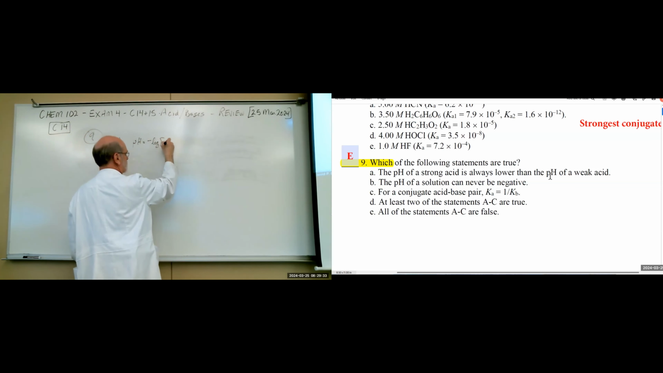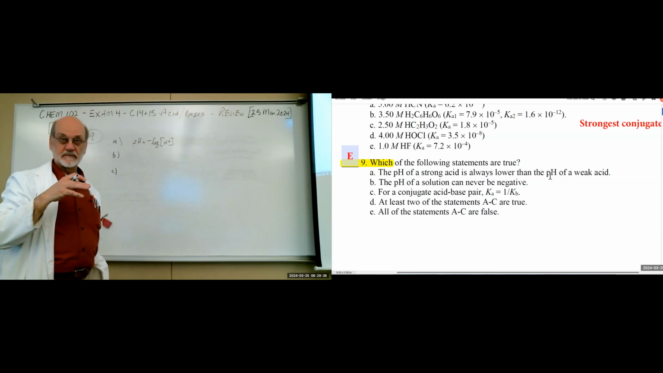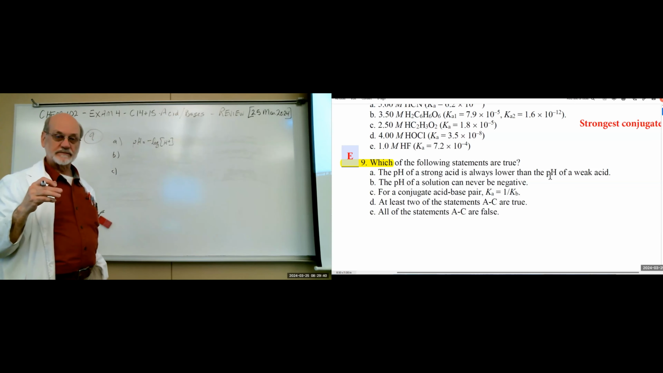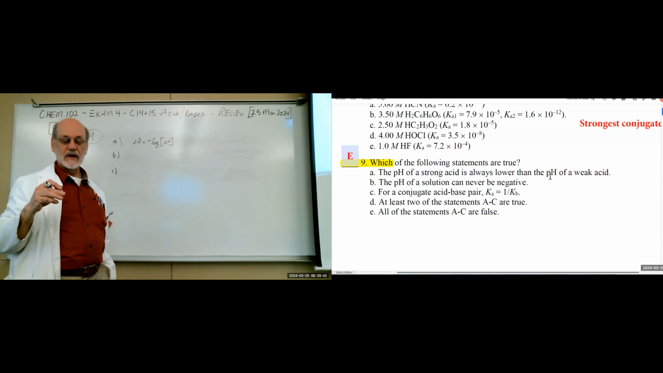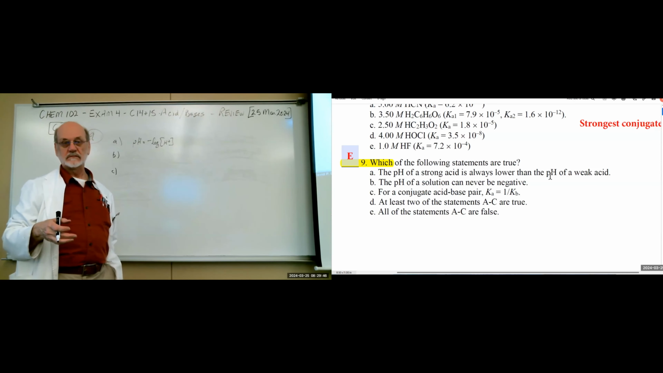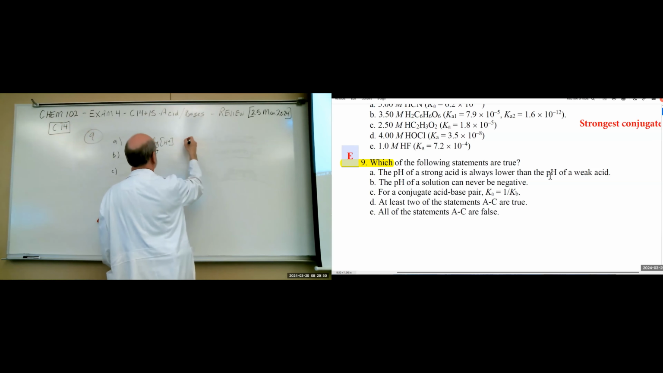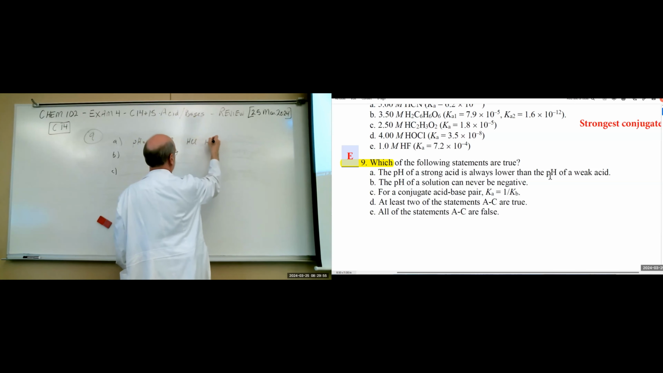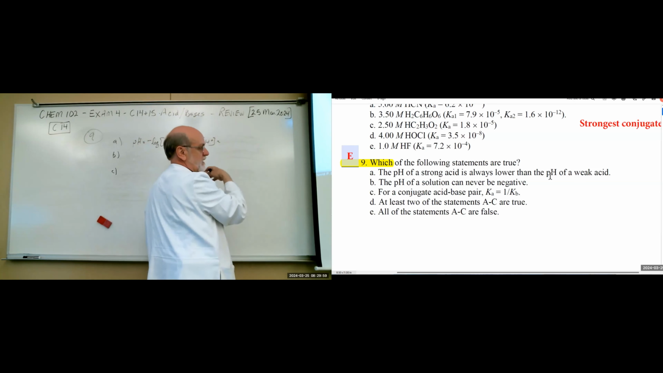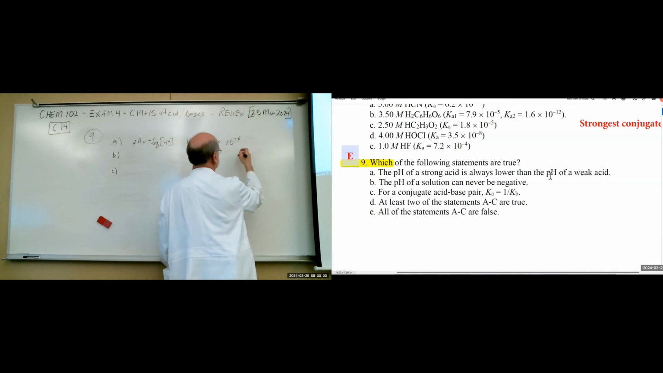Negative log of hydrogen ion concentration. That determines the pH. So is it possible? Well, actually, all we have to do is find one exception. Right? What's the pH of HCl when the concentration of HCl is, I don't know, 10 to the minus 5 molar.